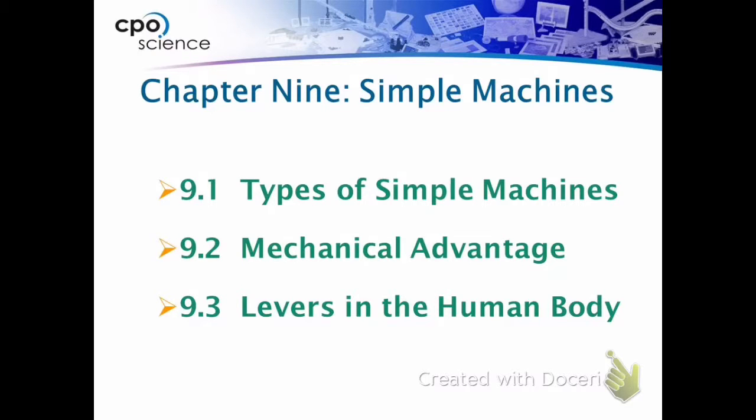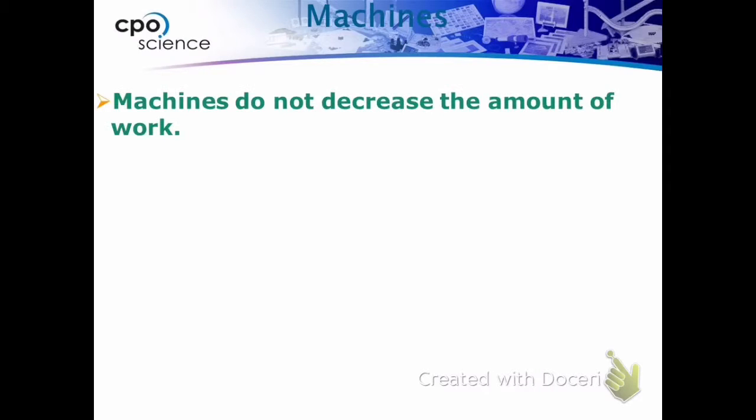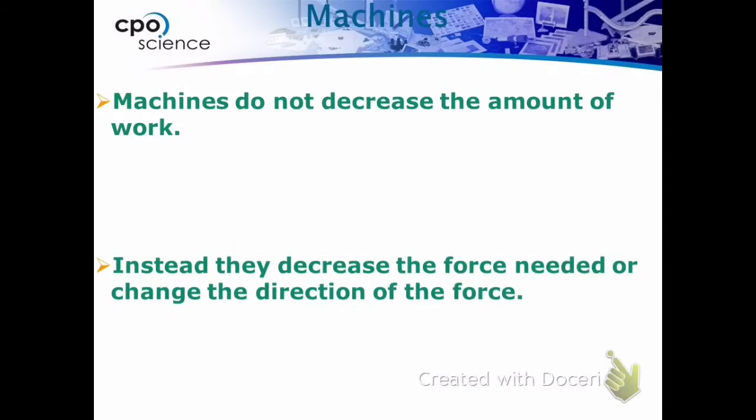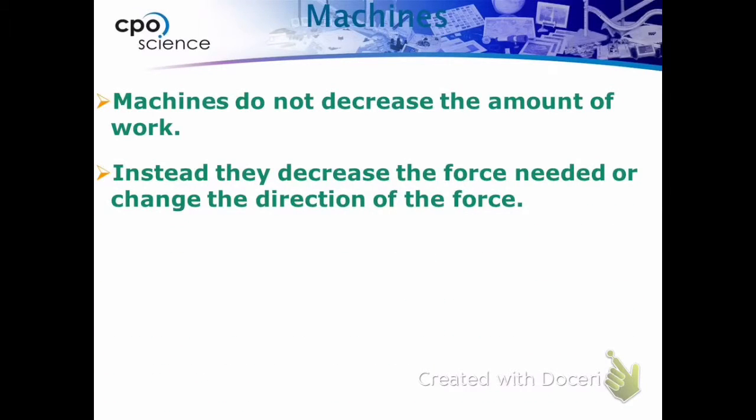Here we are going to talk about Chapter 9, Section 2, Mechanical Advantage. So when you use a machine, it does not decrease the amount of work that you have to do or the amount of energy that you get out of it. What it does is it decreases the force you need to make that work happen.